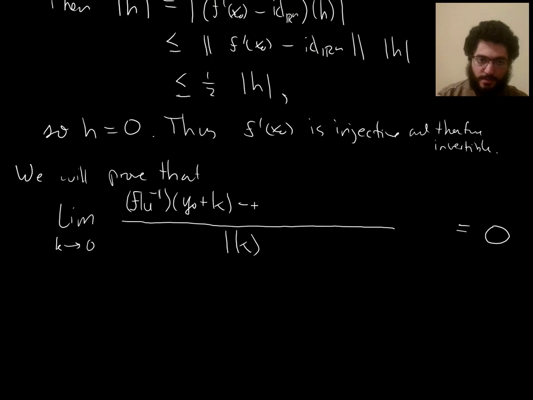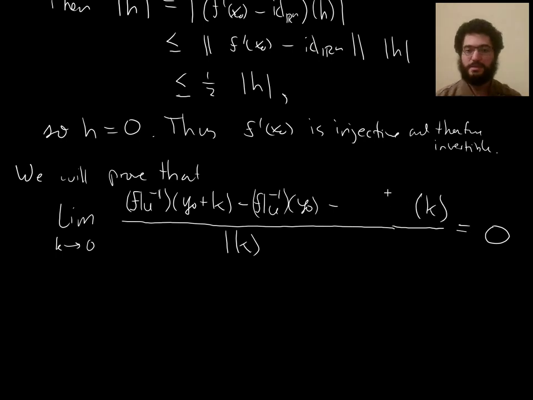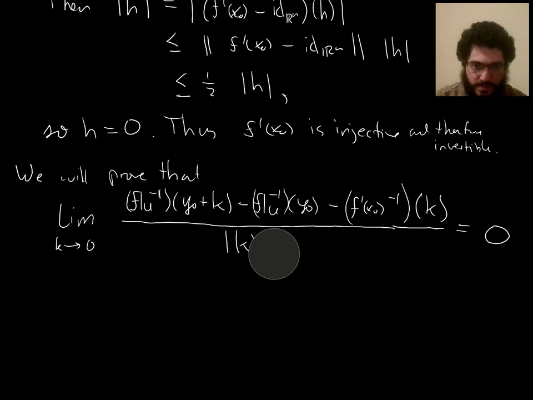Norm k down here. And then this is the function whose differentiability I'm looking at, at y naught. And then here, I'm going to put in what I think is the derivative linear map, and then evaluate it at k. I think the derivative is f prime of x naught, which is a linear map, inverse, which exists by the argument made right here. So this is the goal, to show that this limit is 0.